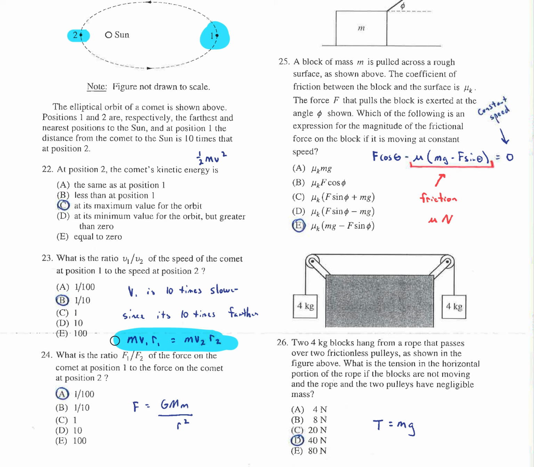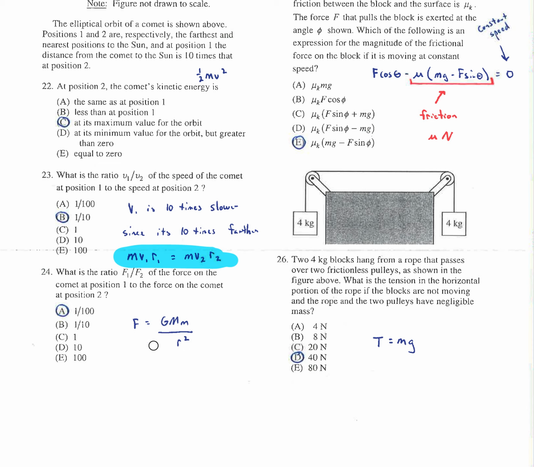What's the ratio? We know that the ratio is the exact opposite. If it's 10 times farther, it's 10 times slower. So the ratio at 2 versus 1, the position at 1, since it's 10 times farther, it's going to be going 10 times slower. But the ratio of the forces, well, now we're looking at the gravitational attraction. Well, it's 10 times farther. Now it's an inverse square law. The radius is in the denominator. So if you multiply that guy by 10, you multiply the force by 1 over 100.